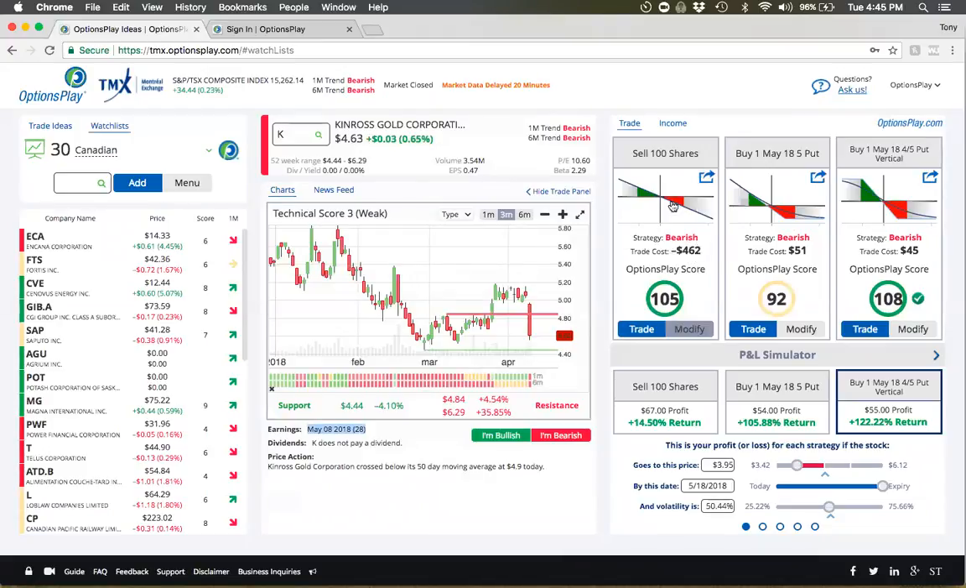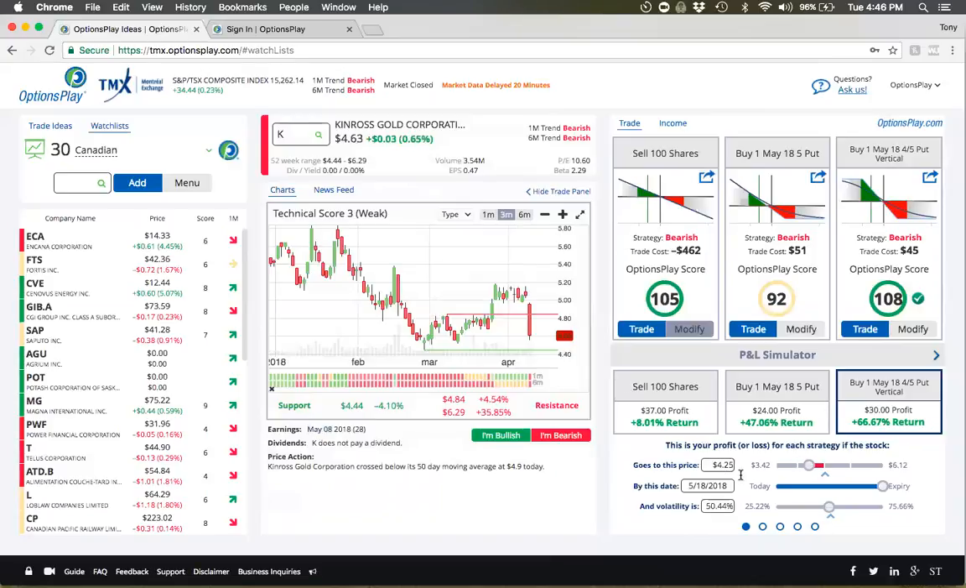You can short the stock for $462. Buying a put costs you $51. Buying this put vertical costs you $45. Not a huge amount of difference between these two, but from a percentage standpoint, that's still about a 10% savings between buying the put to a put vertical. As you can see, the stock's trading at 463. What if you think it's going to go down to 425?